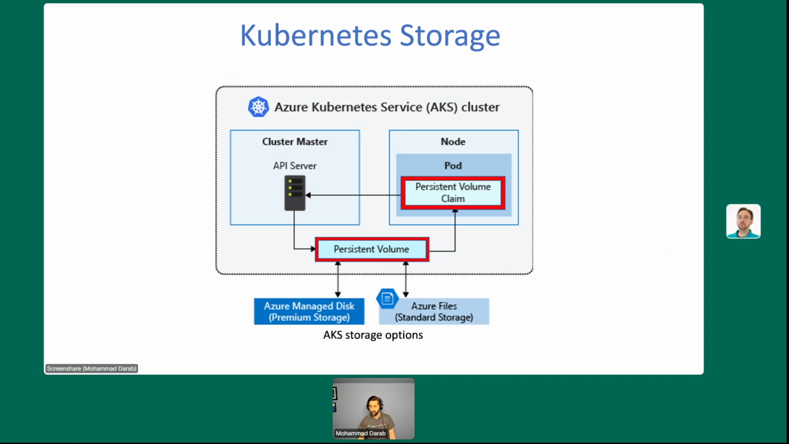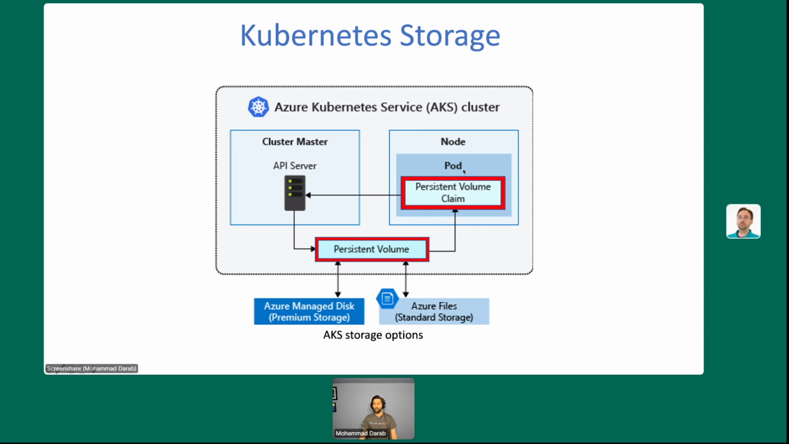So let's bring in the mouse here. The API server knows that, okay, you have a persistent volume. Let's say it's a terabyte, 5 terabytes, whatever the amount is. And then the pod has a persistent volume claim that claims data from this persistent volume.